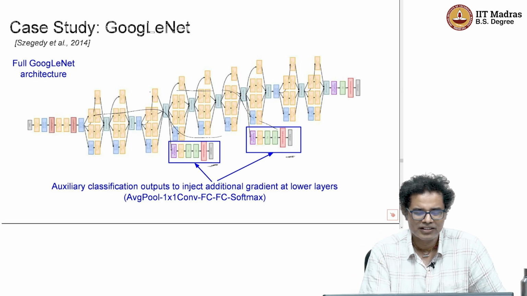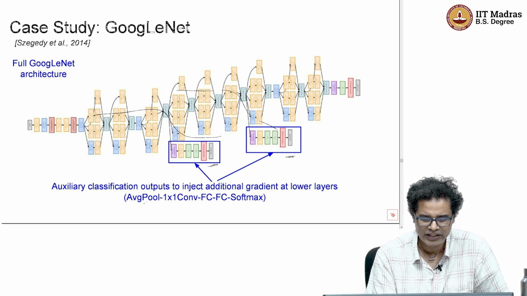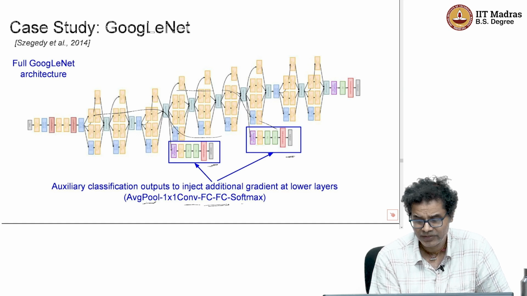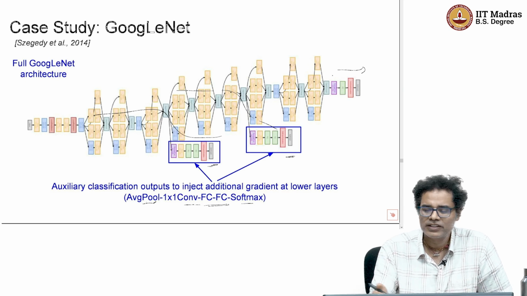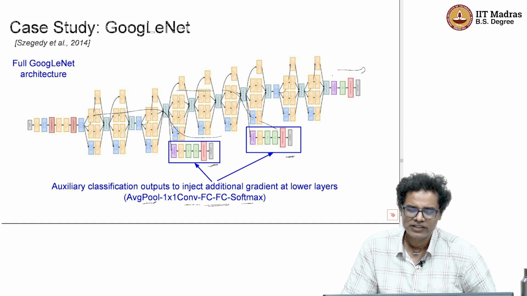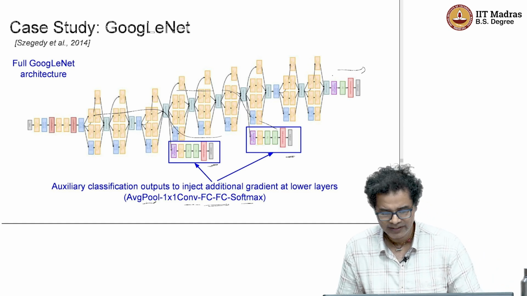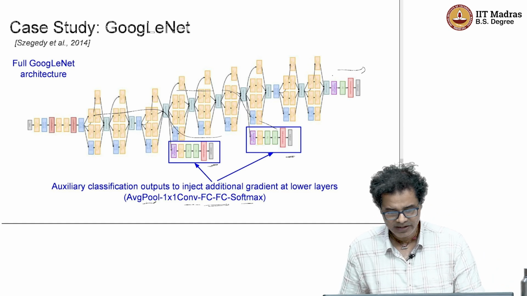So for that, some configuration has been used: 1x1 pooling, then 1x1 convolution, then 2 fully connected layers plus softmax. But notice that, though the fully connected layers are there, this auxiliary network is only used during training. During testing or inference, we will not use them. We will get the output from here only. These networks are only for training, to remove the vanishing gradient problem.